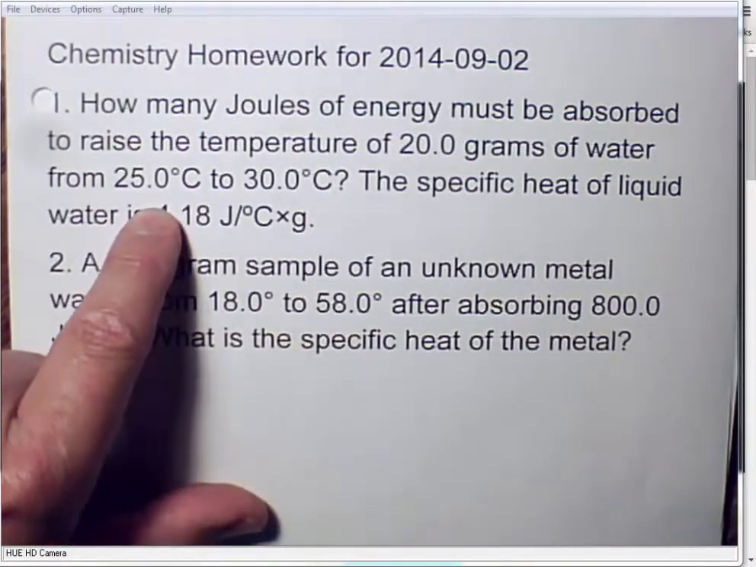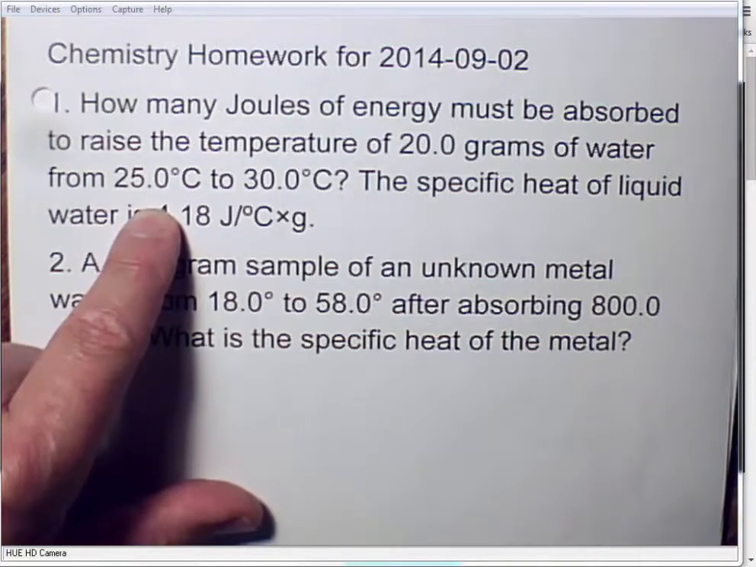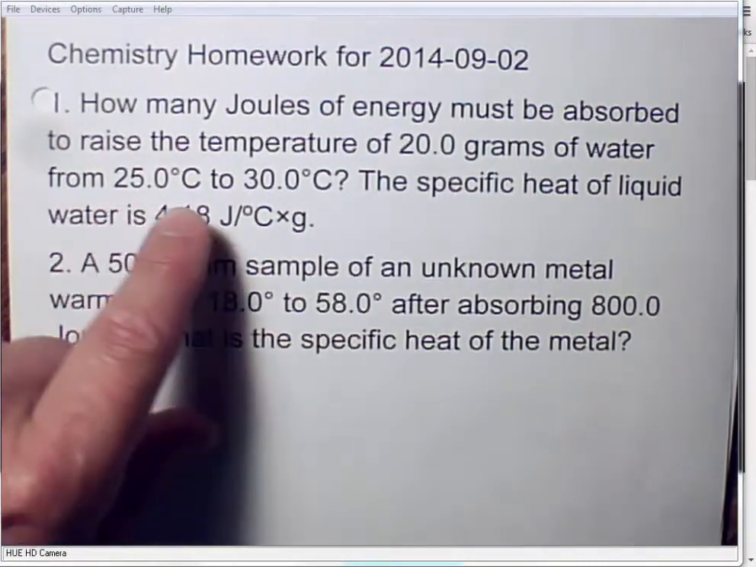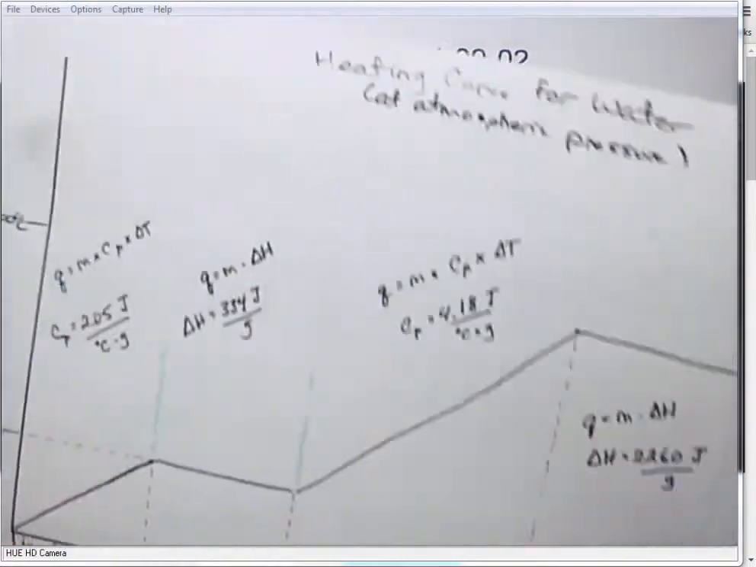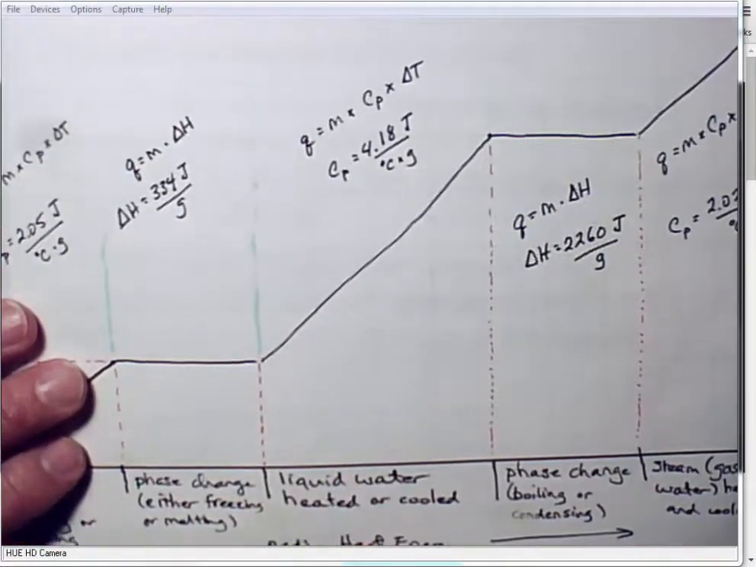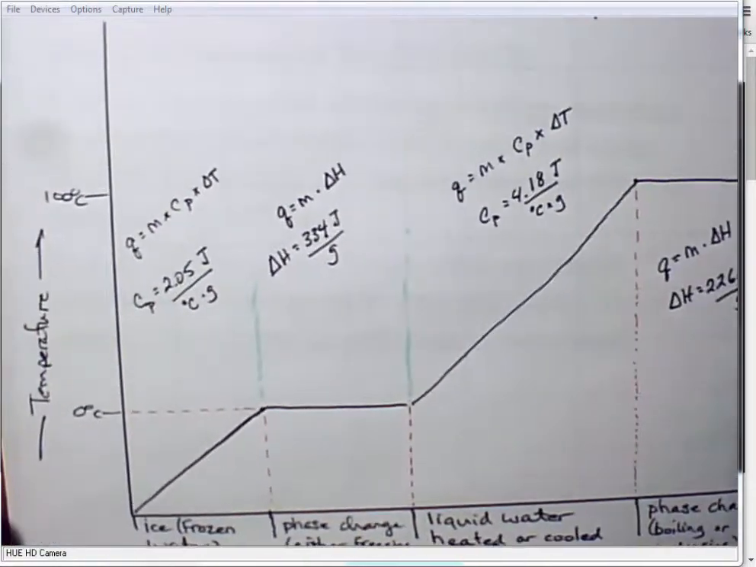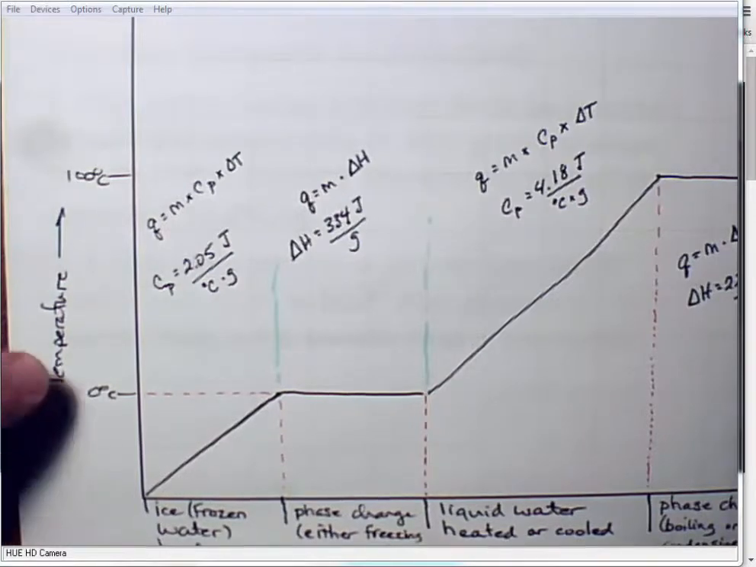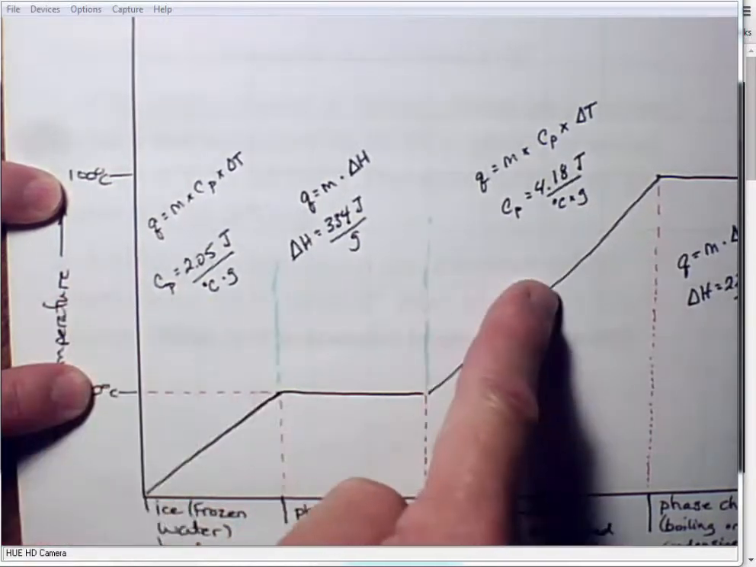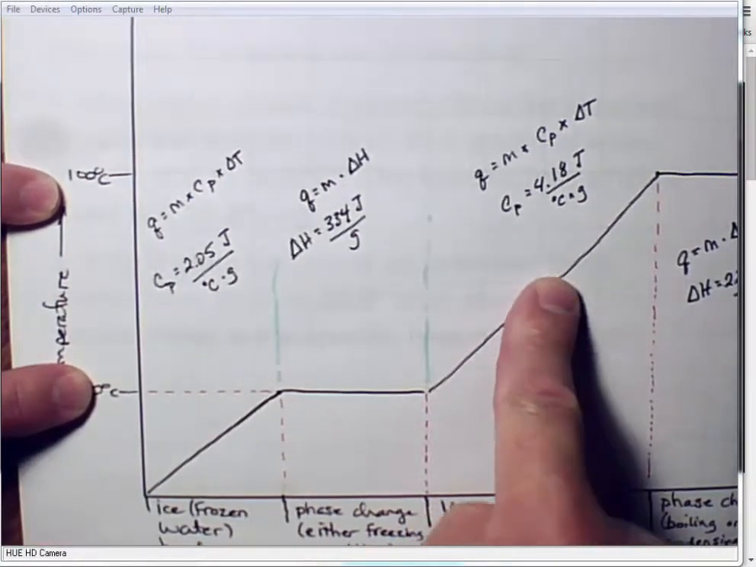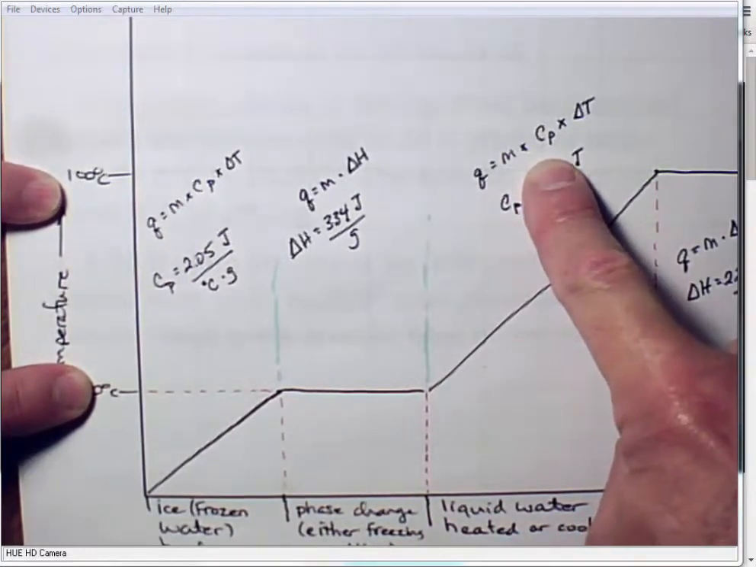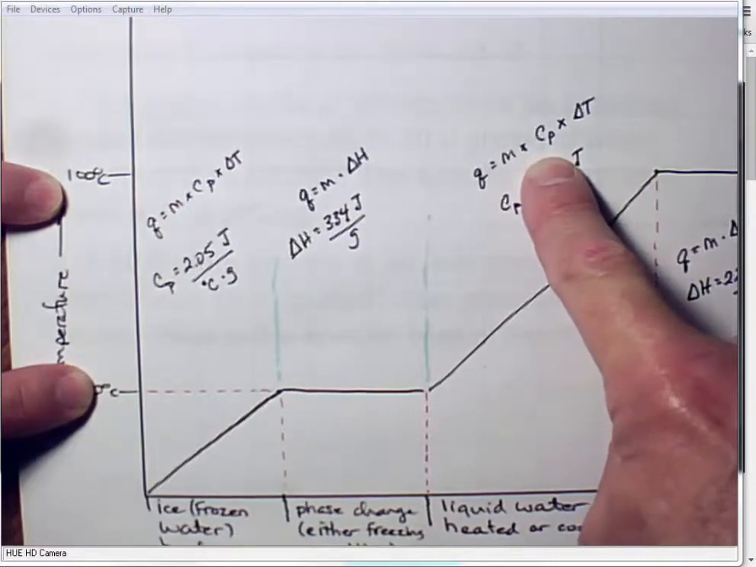So this homework problem is asking you about the heat energy that's absorbed to raise the temperature from 25 degrees to 30 degrees C. Well, what range on this graph do you have 25 degrees to 30 degrees C? Where does that fit? Between 0 and 100. So it goes right here where we're heating up the water. We're using this equation right here. Does that make sense? Well, you should know.